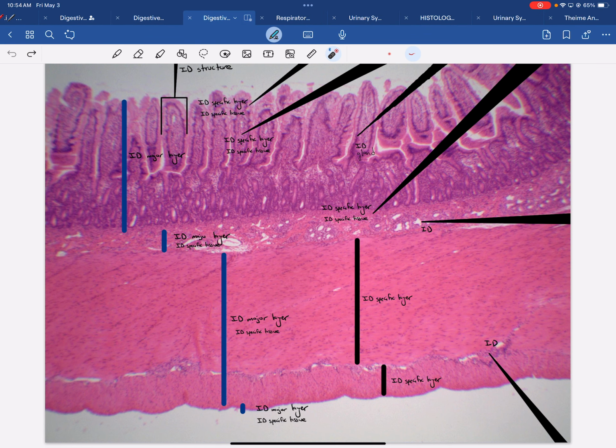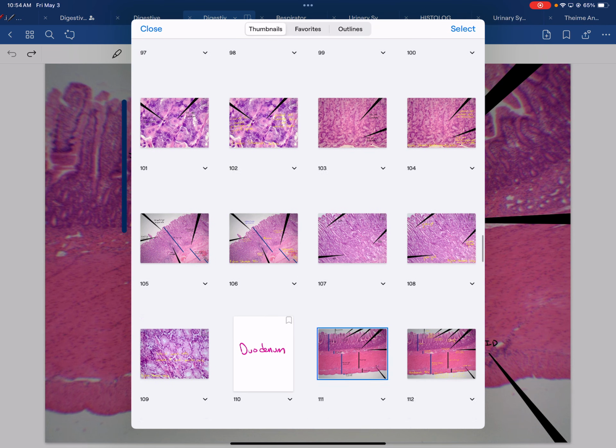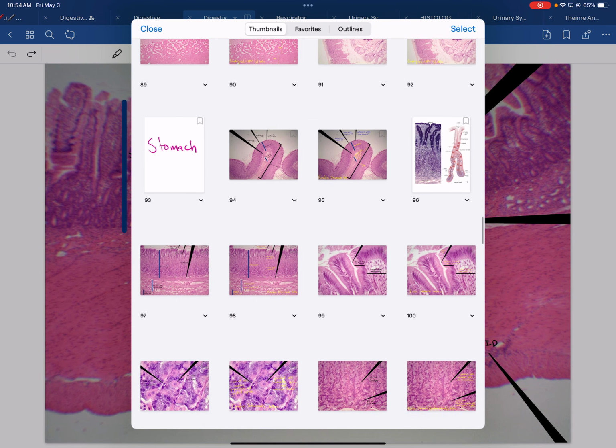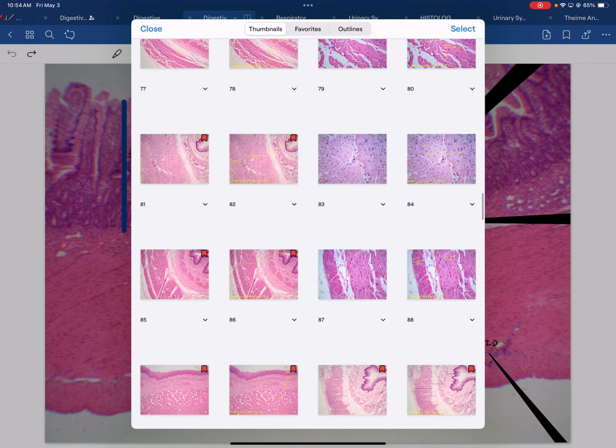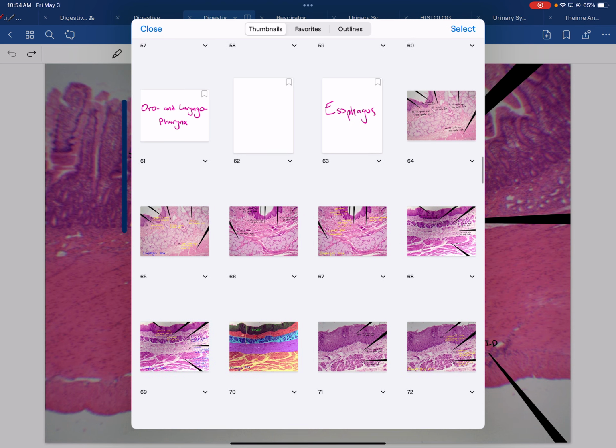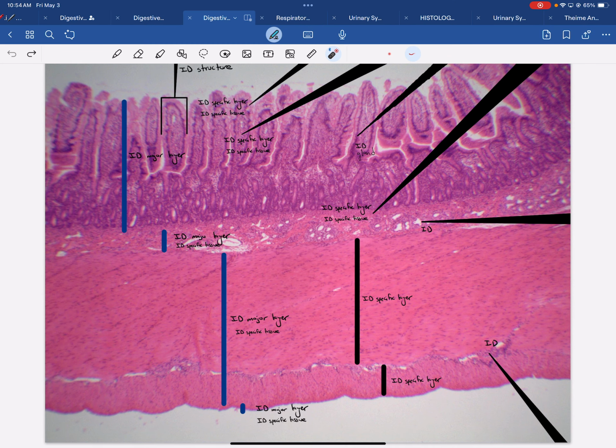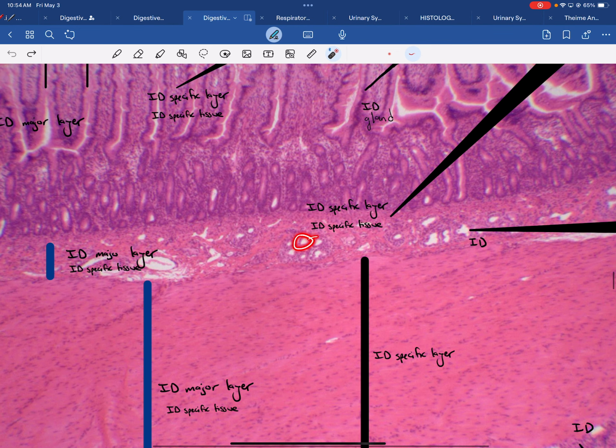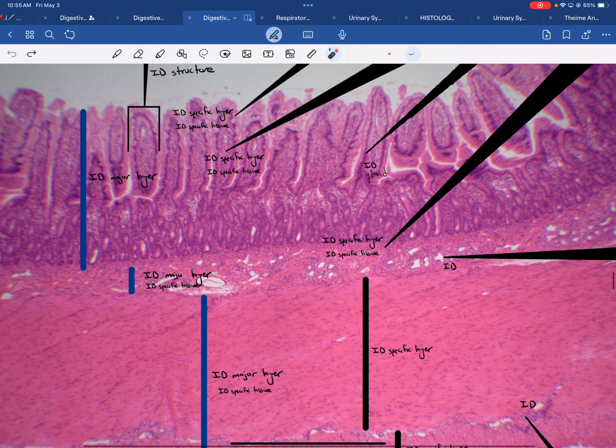Which organ? Small intestine. Which region? Duodenum. Why is it the duodenum? Because of the Brunner's glands. Good, right? So if this is the mucosa, then this is the submucosa, and there are all of these glands in the submucosa. So these are duodenal glands. Yeah, we know that this is the small intestine because these are villi. Only small intestine has villi.